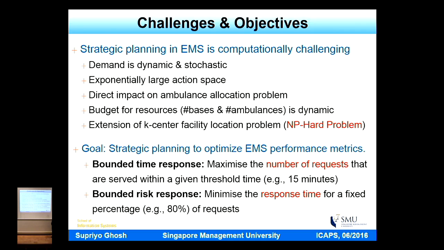So our goal is to find the efficient location of the bases and to allocate ambulances to those bases such that we can optimize these widely adopted metrics in EMS. The first one is the bounded time response. That means we want to maximize the number of requests that can be served within a given threshold time. The second one is the risk-based objective, where we want to minimize the response time for a certain percentage of requests.